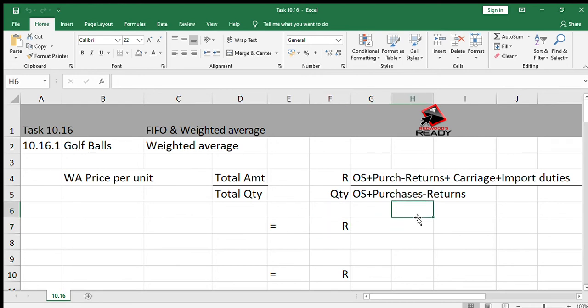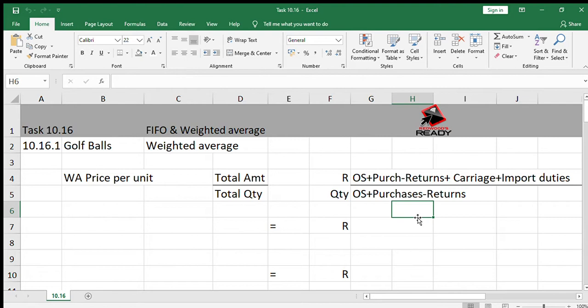Hi grade class, task 10.16 next. 10.16 is also from an old past paper, so it's quite a good one to do. Okay, so we are doing it for PMB golf shop. They value their golf balls using the weighted average method and the golf clubs using the FIFO method, which is actually perfect for the nature of those items.